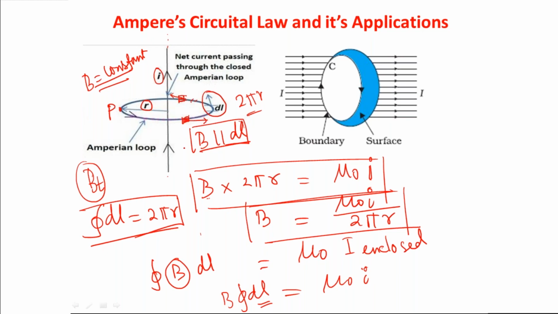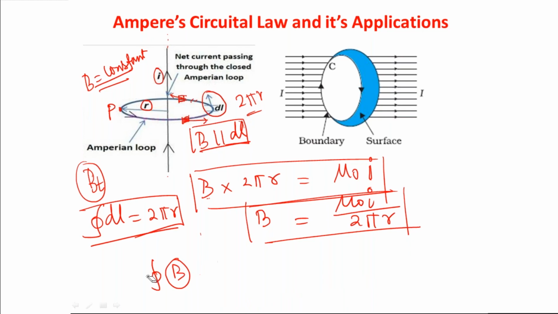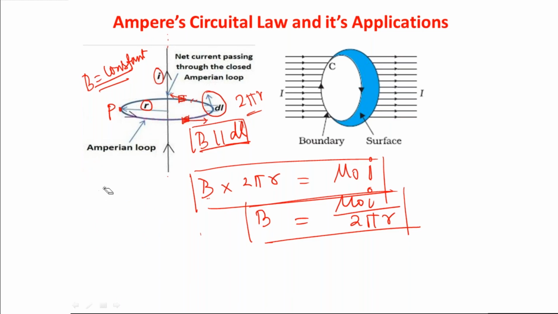So this is the magnetic field at distance r away from a straight infinite wire which is carrying current I. So what I get is mu naught I divided by 2 pi r. Here r is the radius of the Amperian loop, and I is the current enclosed by the Amperian loop, or passing through the Amperian loop.